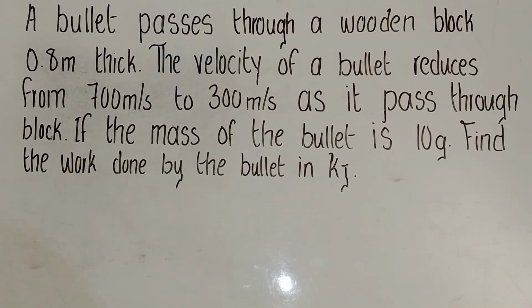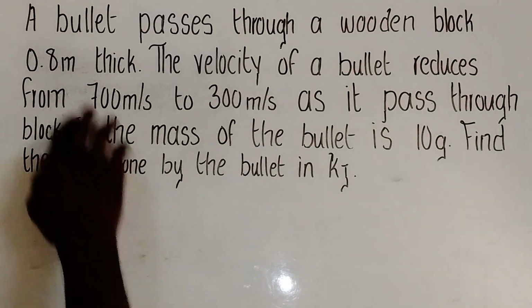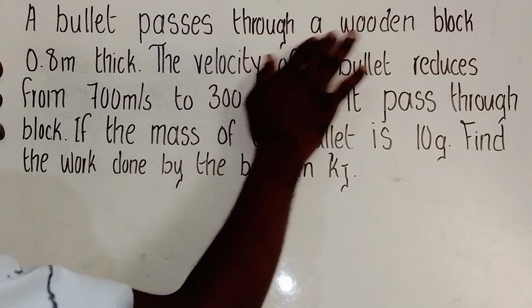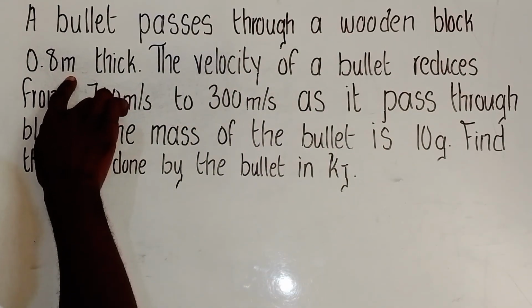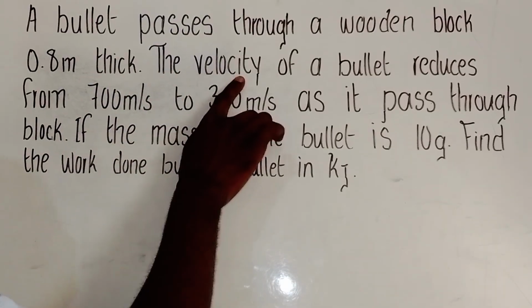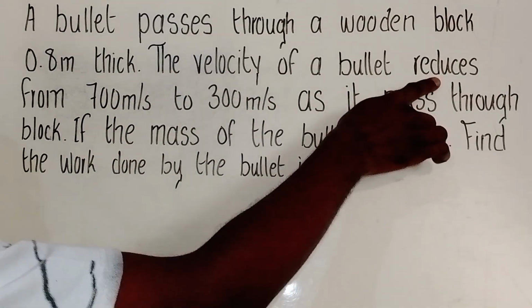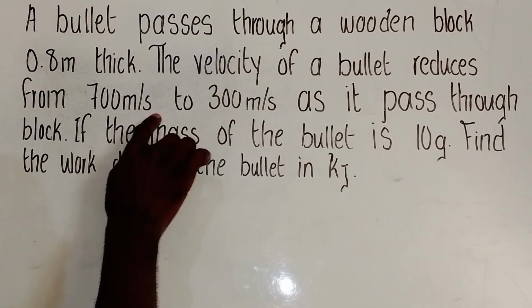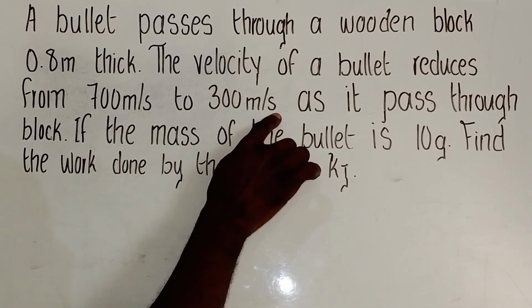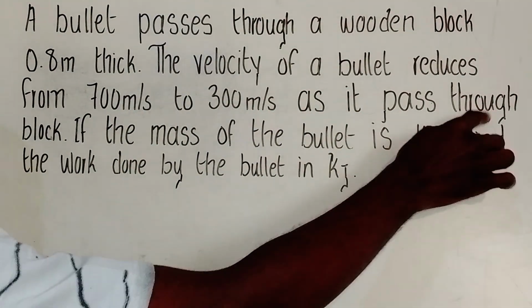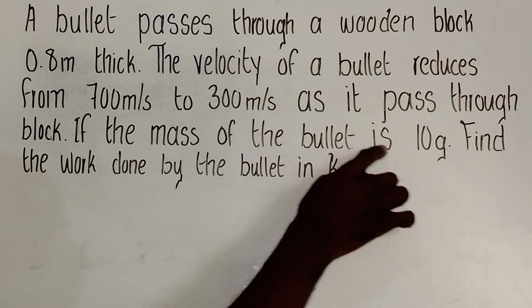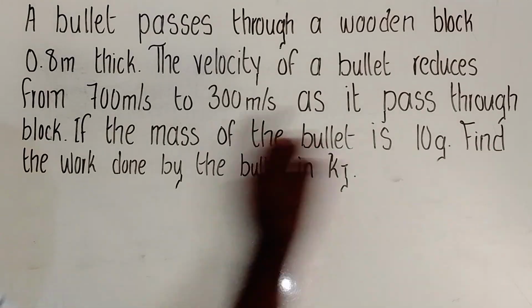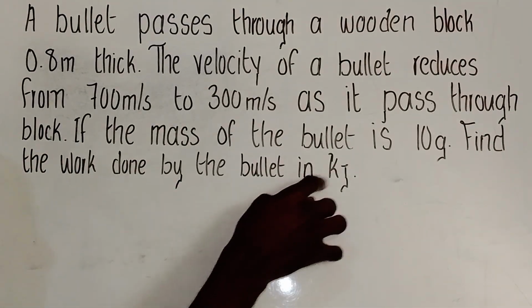Okay, so we have a physics question that says a bullet passes through a wooden block 0.80 meters thick. The velocity of the bullet reduces from 700 meters per second to 300 meters per second as it passes through the block. If the mass of the bullet is 10 grams, find the work done by the bullet in kilojoules.